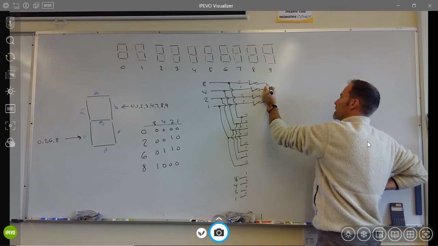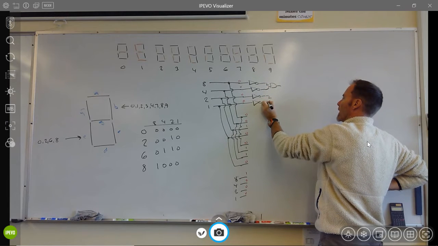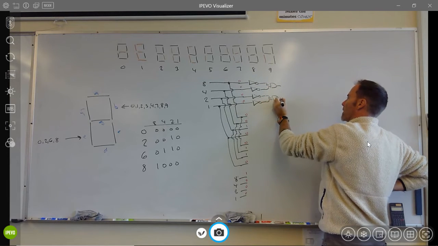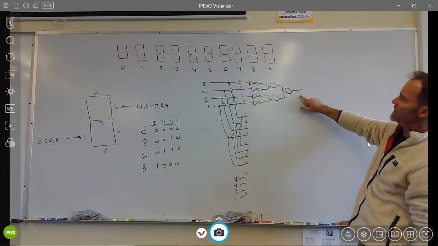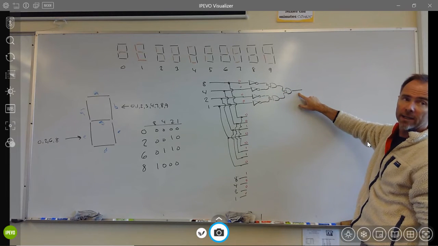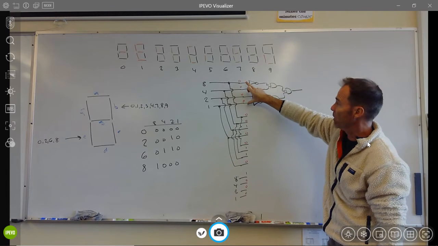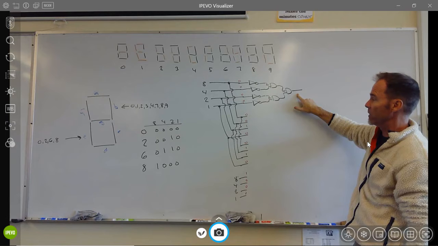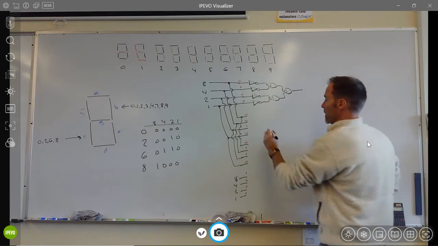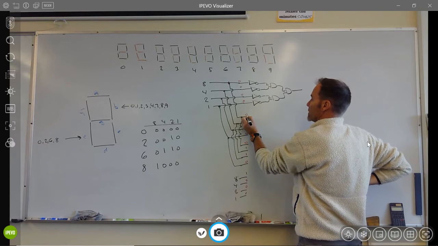I AND gate them together. Bam. 1 and 1 makes 1. 1 and 1 makes 1. 1 and 1 makes 1. So this circuit gives me a 1 if I have a 0 input. It's the only time it's going to give me a 1. 1 on a 0 input. Okay, so now I do the same for the 2 situations right here.